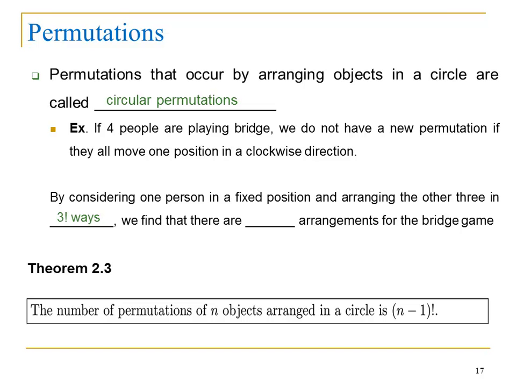For example, if 4 people are playing bridge, we don't have a new permutation if they all move one position in a clockwise direction. So by considering one person in a fixed position and then arranging the other 3 in 3 factorial ways, we find that there are 6 distinct arrangements for the bridge game. So again, if you have an arrangement in a circular way, the number of permutations of n objects is always equal to n minus 1 factorial.